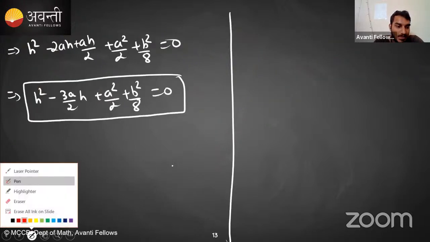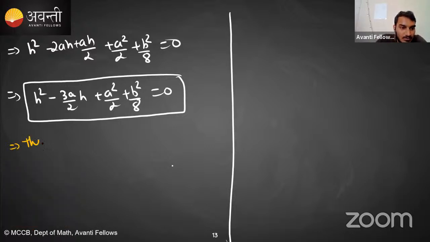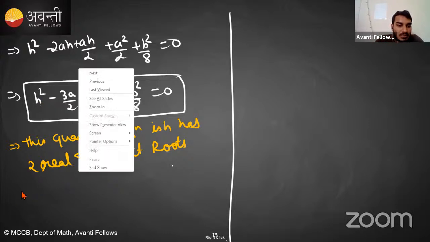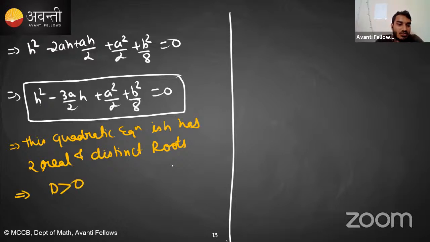So it implies this quadratic equation in h has 2 real and distinct roots. Clear? So this is the crux of the question. Because when the question says there are 2 such chords possible, which are bisected by the x-axis, it means there will be 2 values of h possible. So this quadratic equation in h will have 2 real and distinct values. So it implies D is greater than 0. Just do D greater than 0.